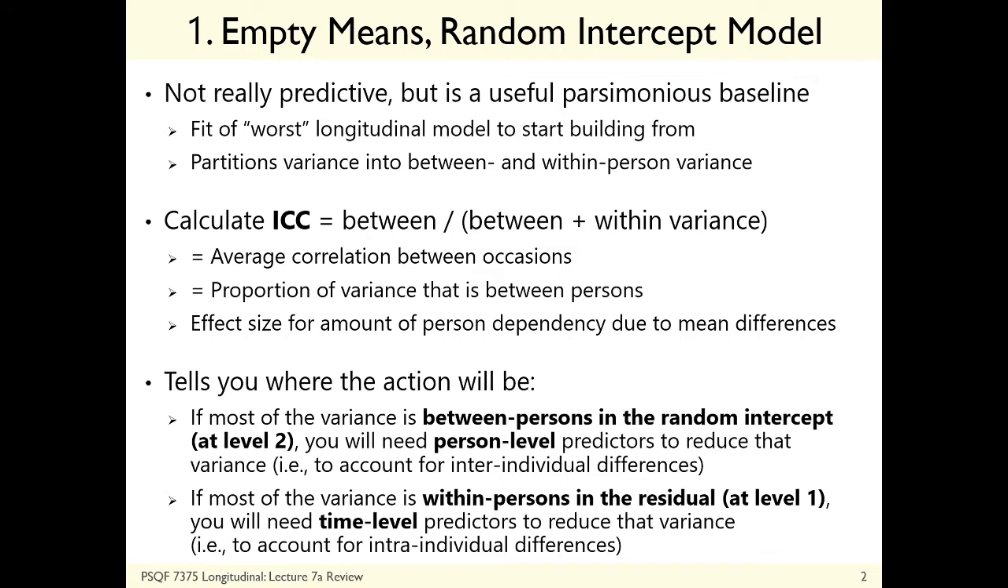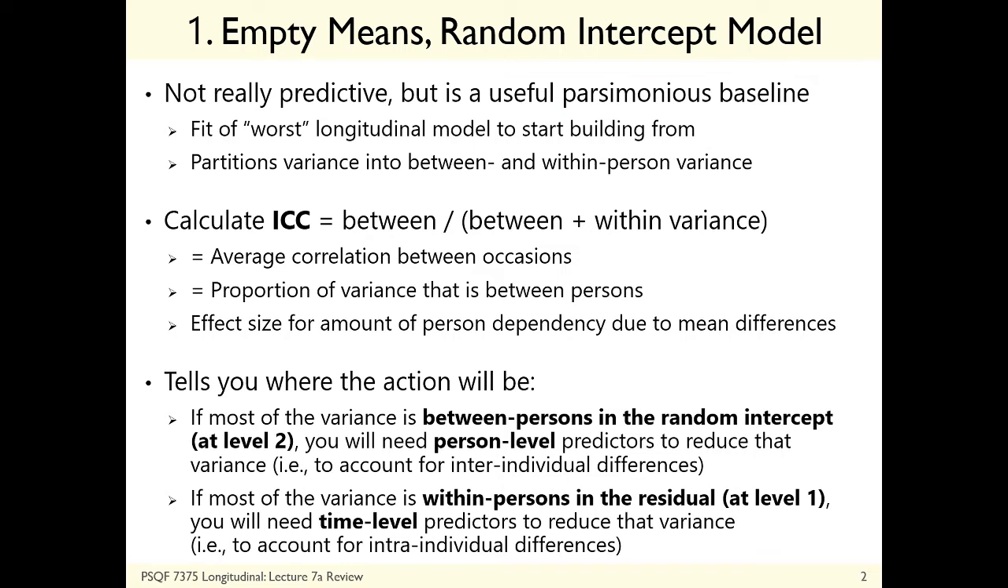So what value of ICC means game over? 1. That means you do not have longitudinal information, even if you have longitudinal data. Anything under 1, you're good to go. But the relative proportion of each is going to be prescriptive in terms of what types of predictors are going to be most useful.